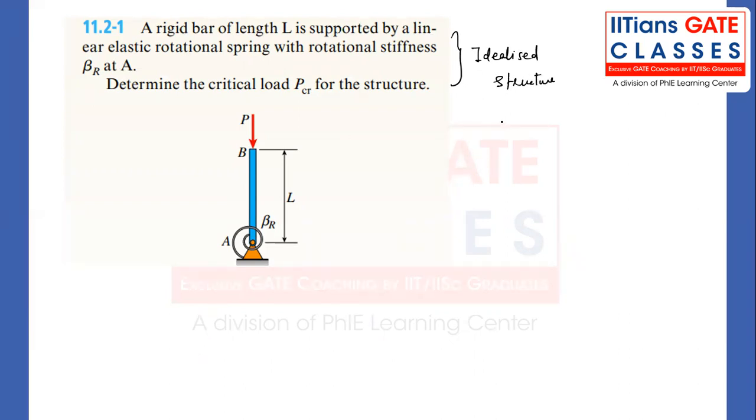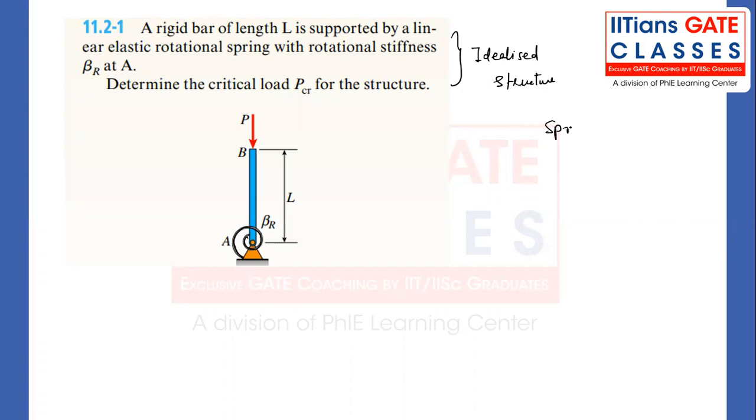You will not see the beam bent like this. You will see the beam bent like this, with a curvature only. But we have assumed that it is an ideal one, where the Young's modulus or EI, the flexural rigidity, is stored at one particular point, not spread throughout the length of the column. You might be thinking one more thing. Here we don't have a linear spring. Here we have the rotational spring.